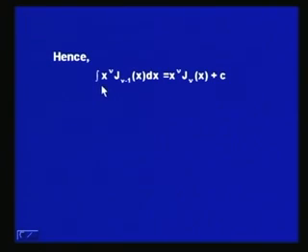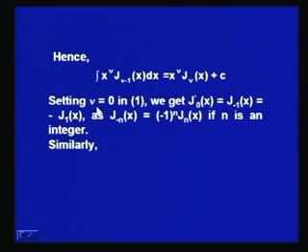Now, integrating both sides of this relationship, we obtain the integral of x^ν J_(ν-1)(x) dx equal to x^ν J_ν(x) + c. If you set ν equal to 0 in that relationship, d/dx of x^ν J_ν(x) equal to x^ν J_(ν-1)(x), we obtain that the derivative of J_0(x), that is J_0'(x), is equal to J_(-1)(x), and we know that J_(-n)(x) is equal to (-1)^n J_n(x) when n is an integer. So, J_(-1)(x) will be equal to -J_1(x), and therefore J_0'(x) is equal to -J_1(x).